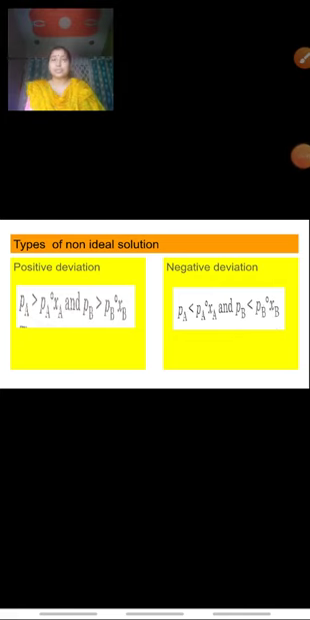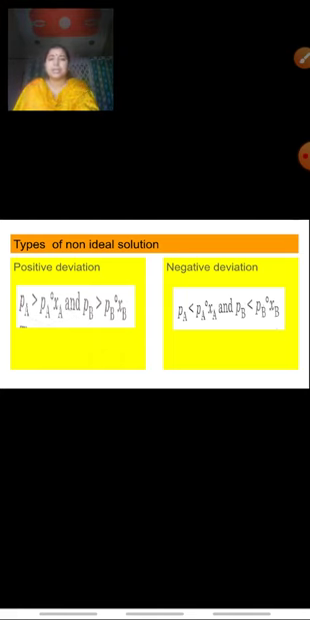Now children, for such solutions, when component A and component B are mixed together, the volume also changes. For example, suppose we have 20 ml of the solvent and 10 ml of the solute. When the two are mixed together, the total volume of the solution will not be equal to 30 ml. For positive deviation, it will be greater than 30 ml. For negative deviation, it will be less than 30 ml. Clear? Similarly, when the two are mixed together, the dissolution process will be endothermic in case of positive deviation, and exothermic in case of negative deviation.